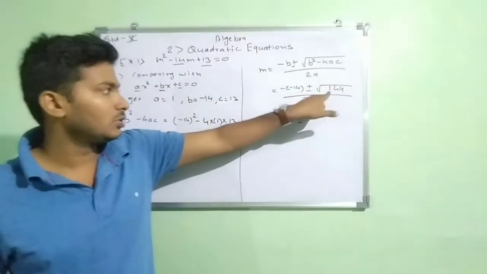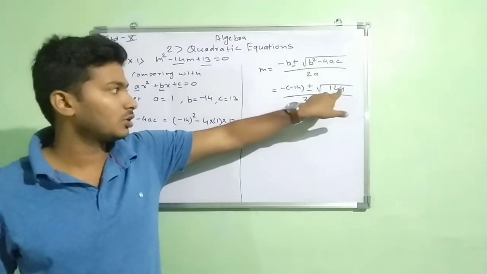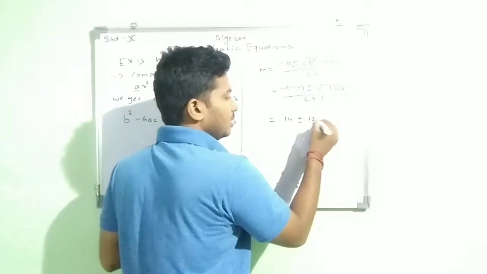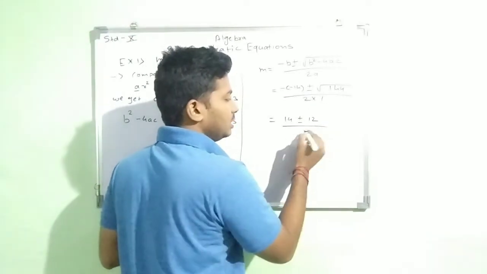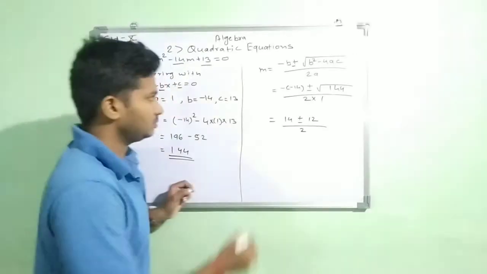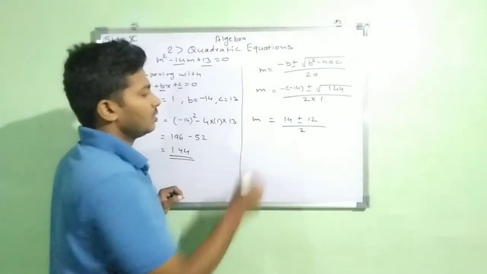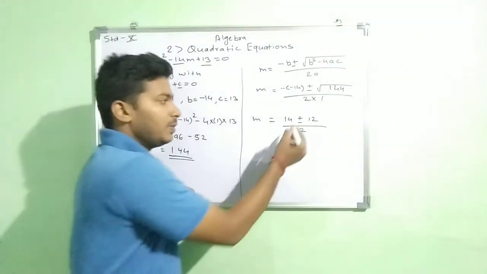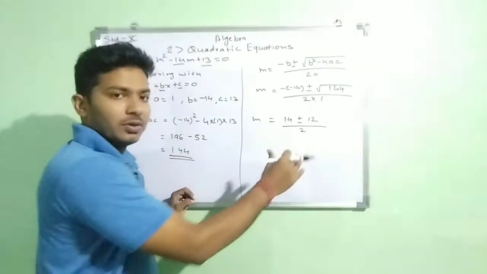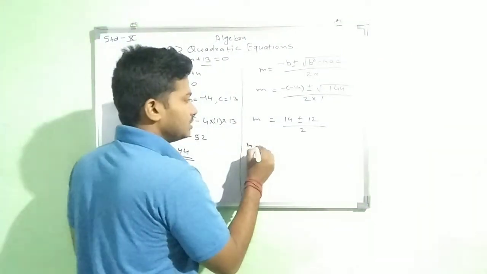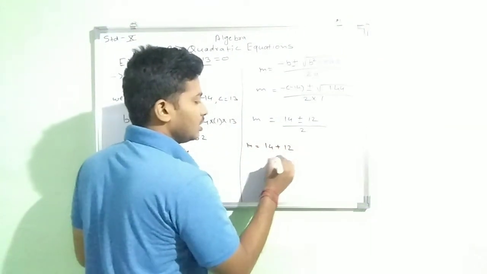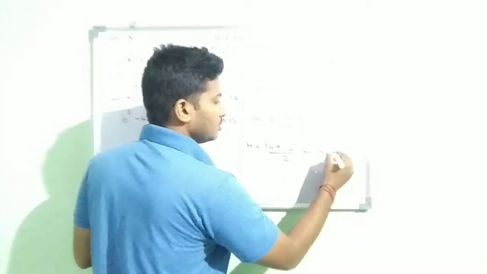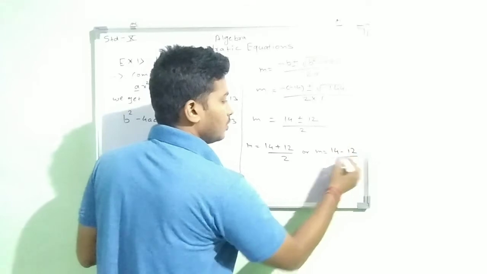Now look here, we have under root 144, and the square root of 144 is 12. Okay, so we will get 12 divided by 2 multiplication 1, which will be 2. So we got m is equal to 14 plus or minus 12 upon 2. Look here, now we have plus and minus sign. So we will split our formula here. So we will get m is equal to 14 plus 12 upon 2, or m is equal to 14 minus 12 upon 2.